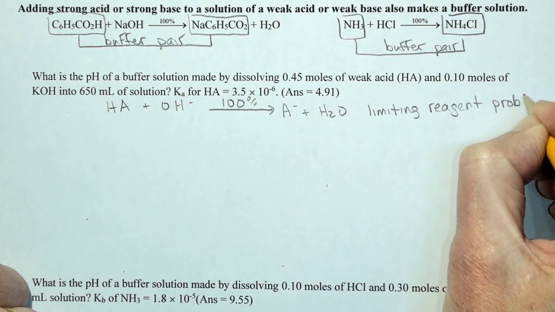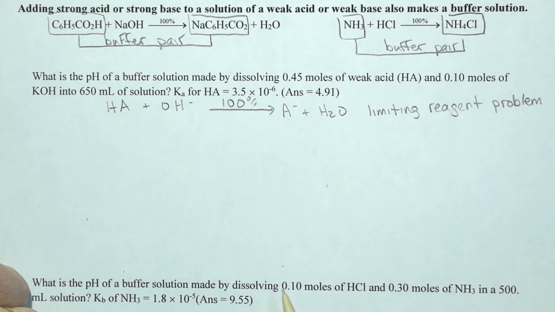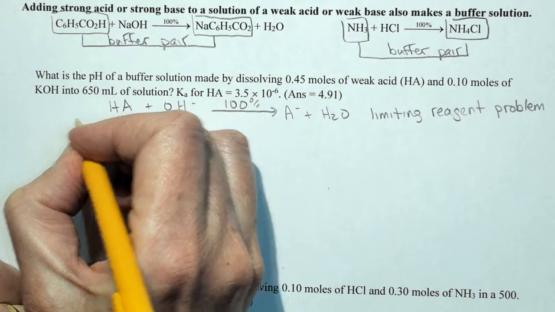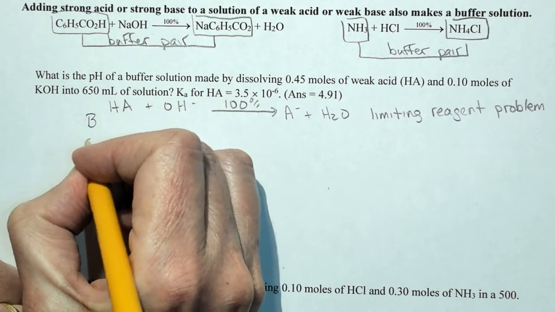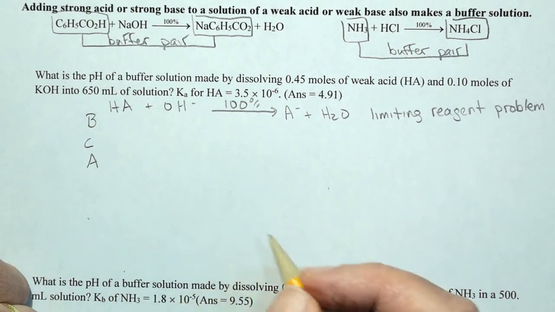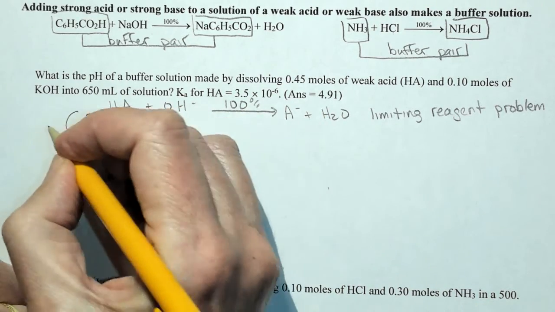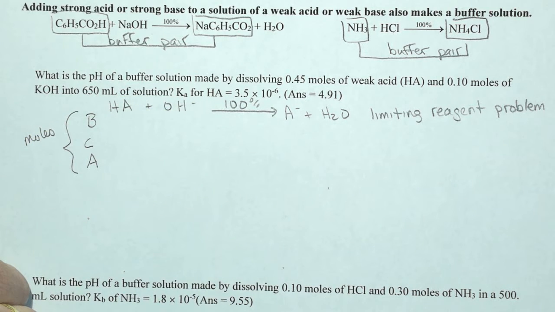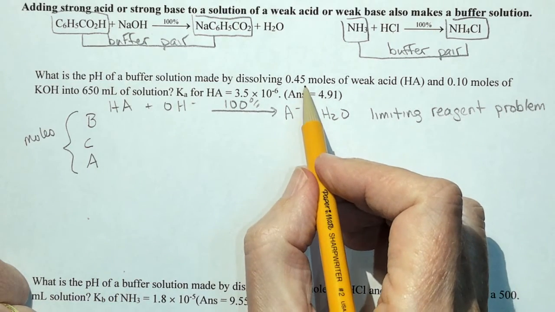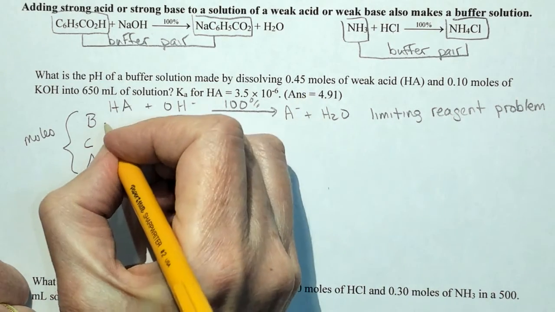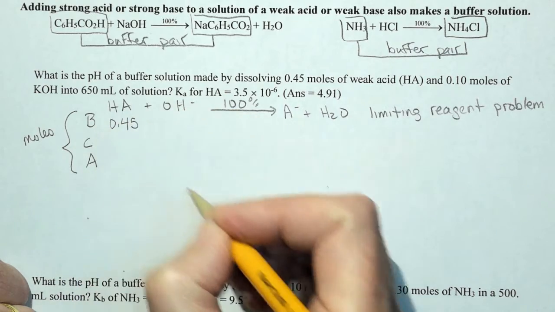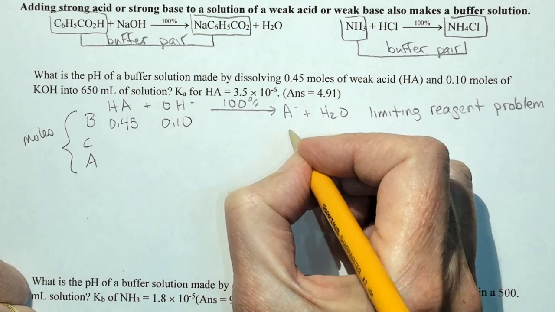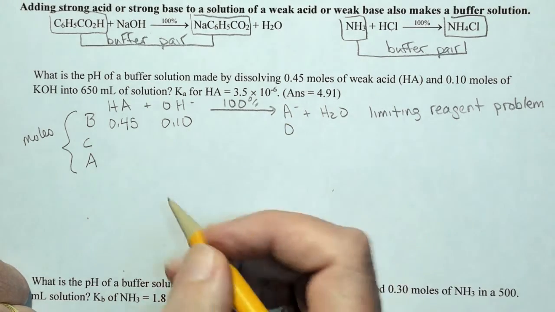which means that we will start with a BCA table, before, change, and after. So let's go ahead and label this B, C, and A. Remember, this stands for before, change, and after. And because it's a limiting reagent problem, we're going to have to make sure that we have everything in moles. In this case, it has been very conveniently given to us in moles. We have 0.45 moles of HA and 0.10 moles of OH minus. So initially we pretend that no A minus has formed yet.